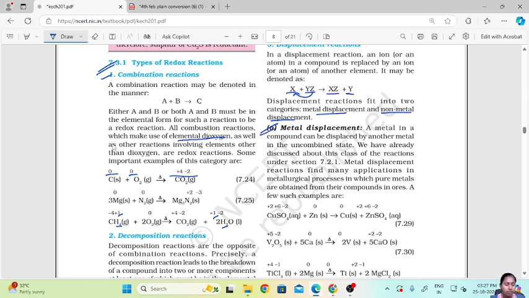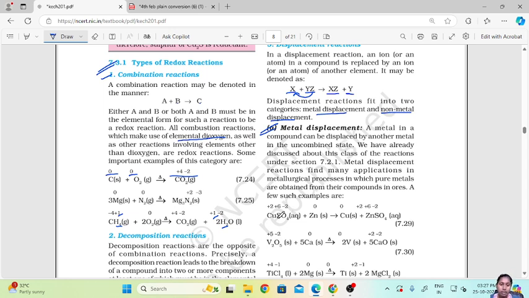Let's start with metal displacement. A metal in a compound can be displaced by another metal in the uncombined state. So when there is a combined metal form, it can be displaced by another metal in the uncombined state. So one should be combined, the other should be uncombined.